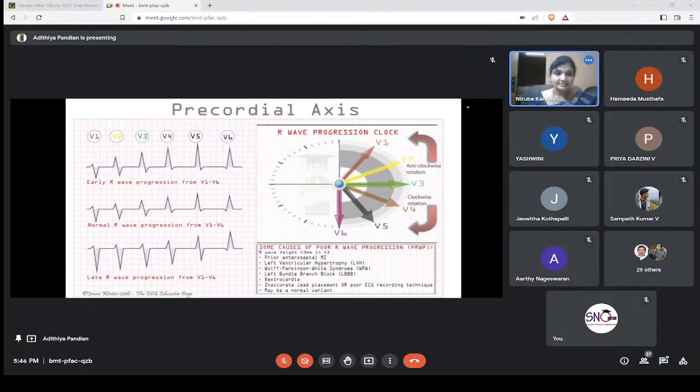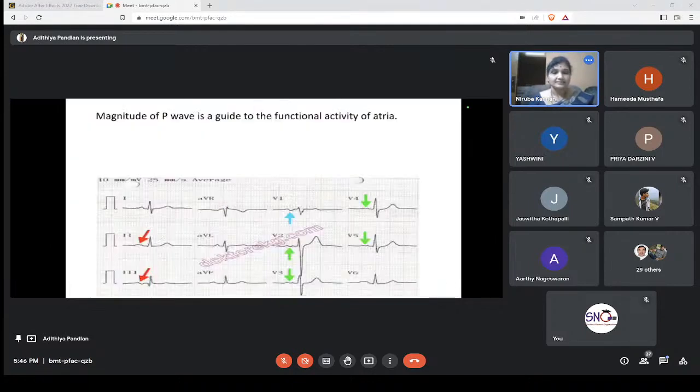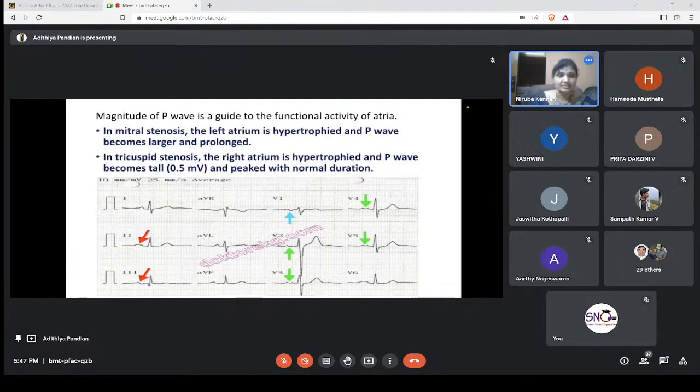Okay, what does the P wave indicate? We can move this one fast. The magnitude of the P wave is a guide to atrial electrical activity. What do you see here? It's a case of mitral stenosis, where you can see the left atrium is hypertrophied, and in tricuspid stenosis, you can see abnormal P waves. The P waves are not proper; they are either flattened or larger.